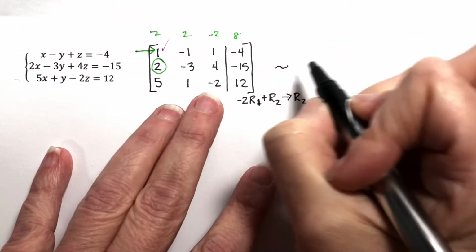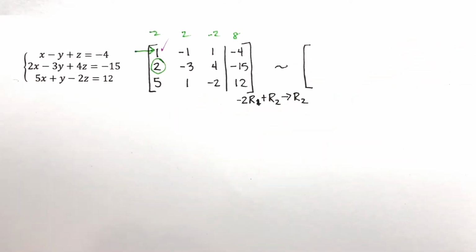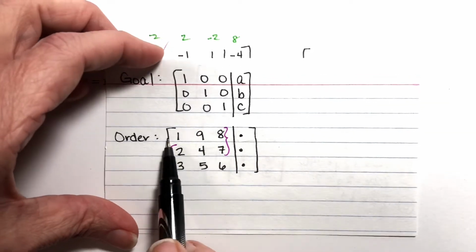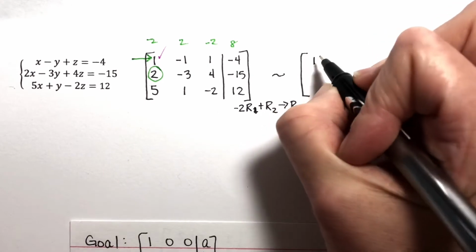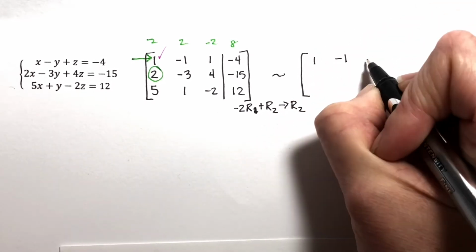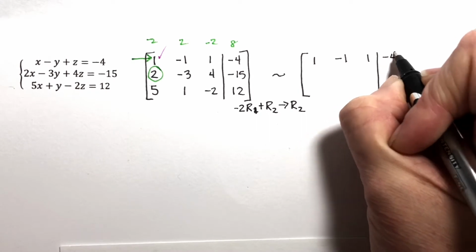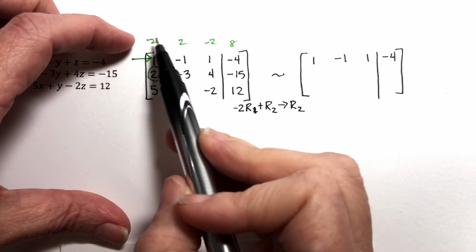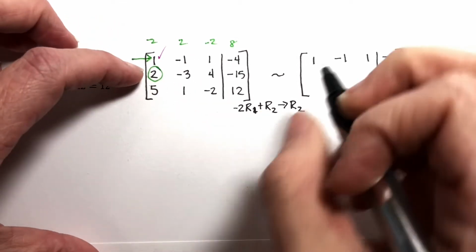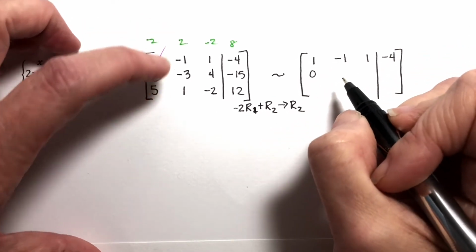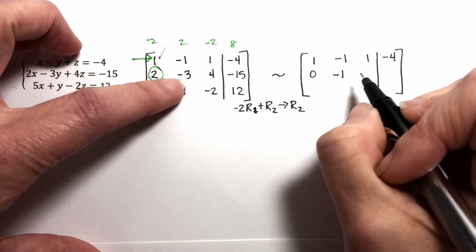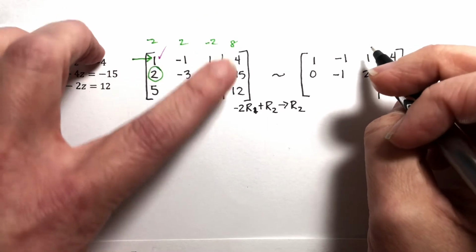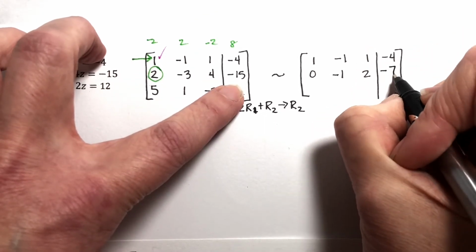So this is going to be row equivalent to. I'm not going to try to change my first row at all because I already had the 1 there. I'm working on these 2. So I'm not changing this one. I'm going to go ahead and rewrite it. 1, -1, 1, and then a -4 here. Okay, now I took -2 times row 1, I have that written here, and now I need to add it. -2 plus 2 is 0. 2 minus 3 is -1. -2 plus 4 would be 2. And then 8 minus 15 is -7.